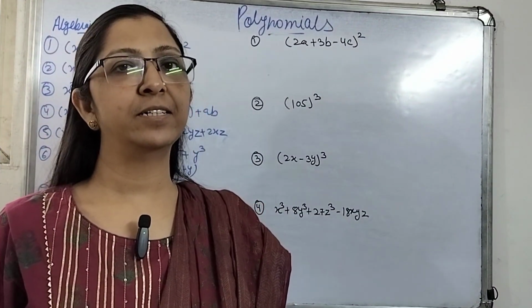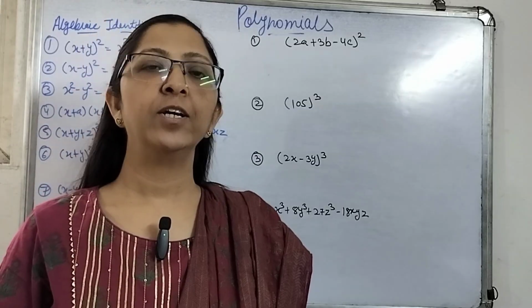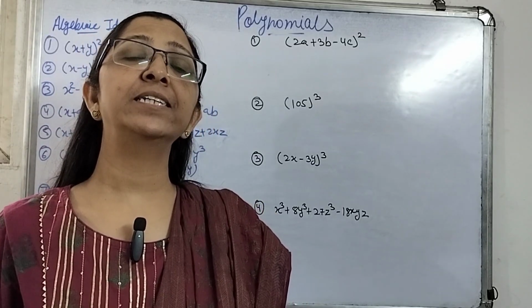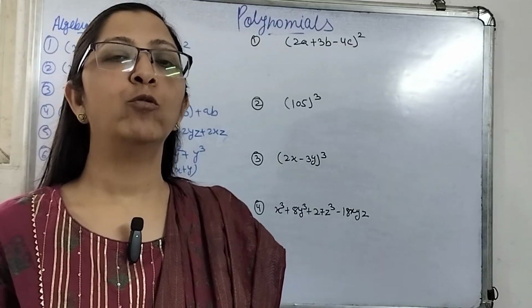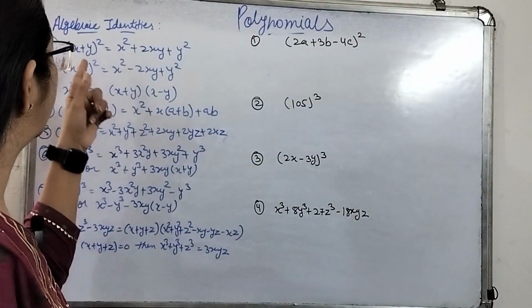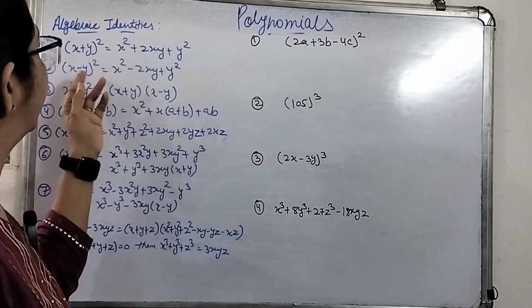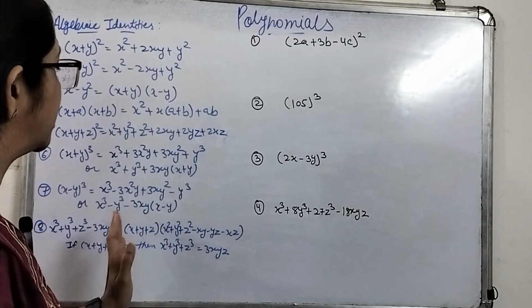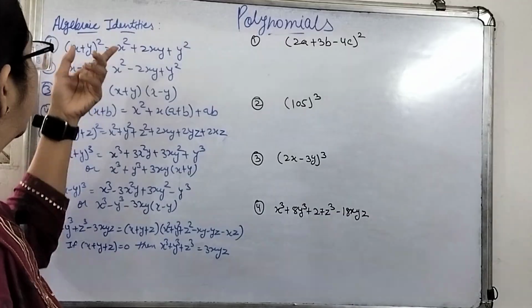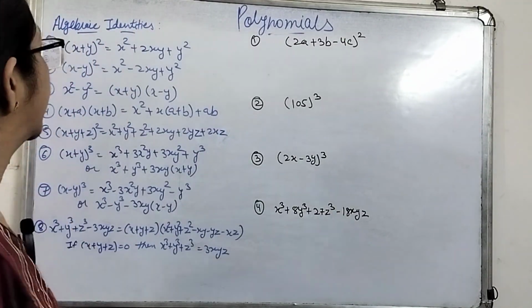Now let's understand some of the algebraic identities. What are identities? Identities are the statements which are true in each and every situation. Whatsoever the value of the variables we keep, for each and every value of the variables, this statement will be true. All these statements will be true. So that's the reason they are known as identities.